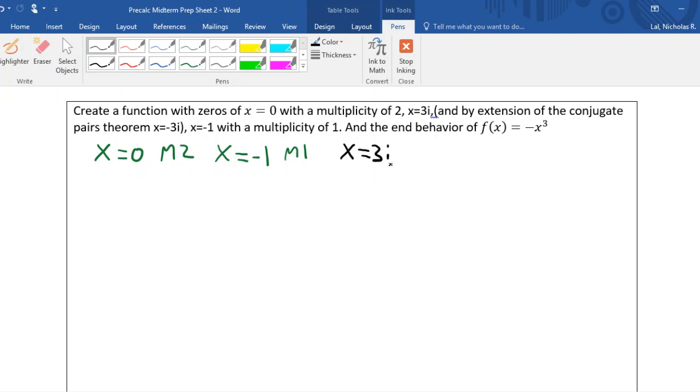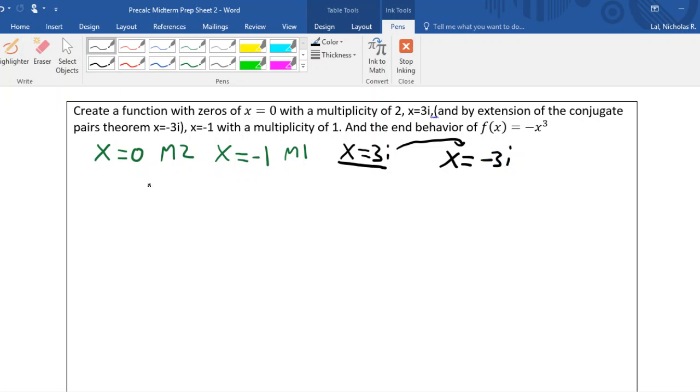Because if there is a 0 that's x equals 3i, you know there is another 0 that is x equals negative 3i. If there is a 0 that is x equals negative 3i, you know there's a 0 that is x equals positive 3i. So just by knowing that one 0 is x equals 3i, we have to know that the other 0 is x equals negative 3i. Now we need to find our factor.